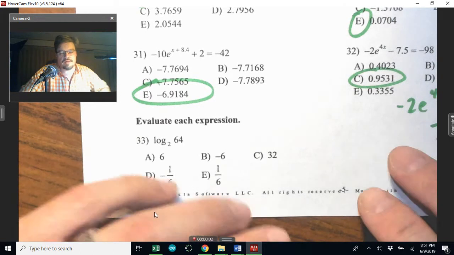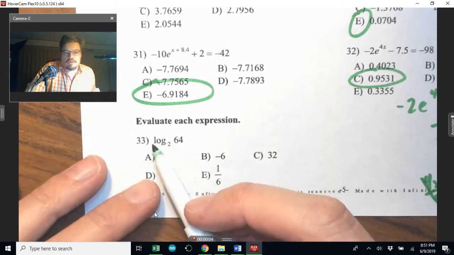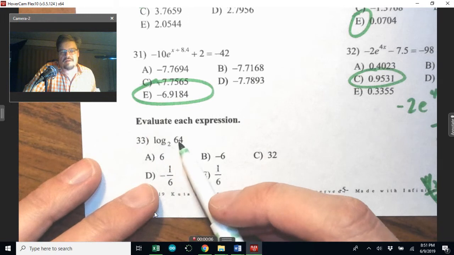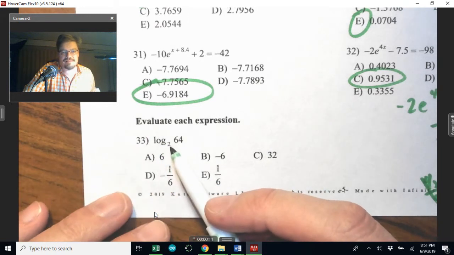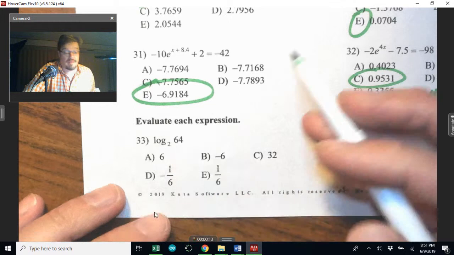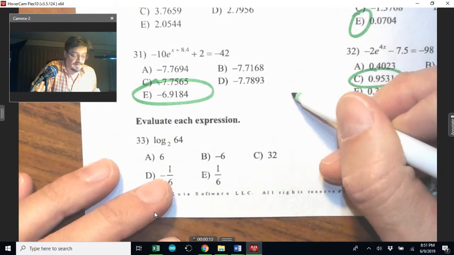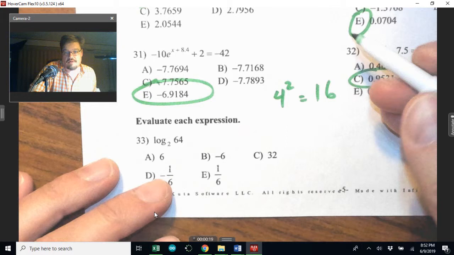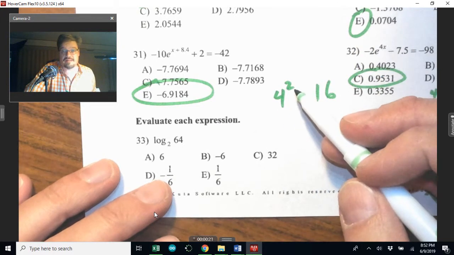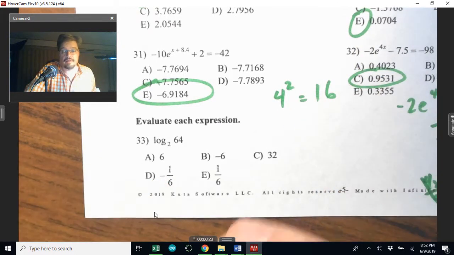All right, so we're jumping in to 33. The log base 2 of 64 is how we say it. Now, a base means exactly the same thing that we meant with exponents. If we said that 4 to the second power equals 16, 4 is the base, 2 is the exponent, and 16 is the actual value.